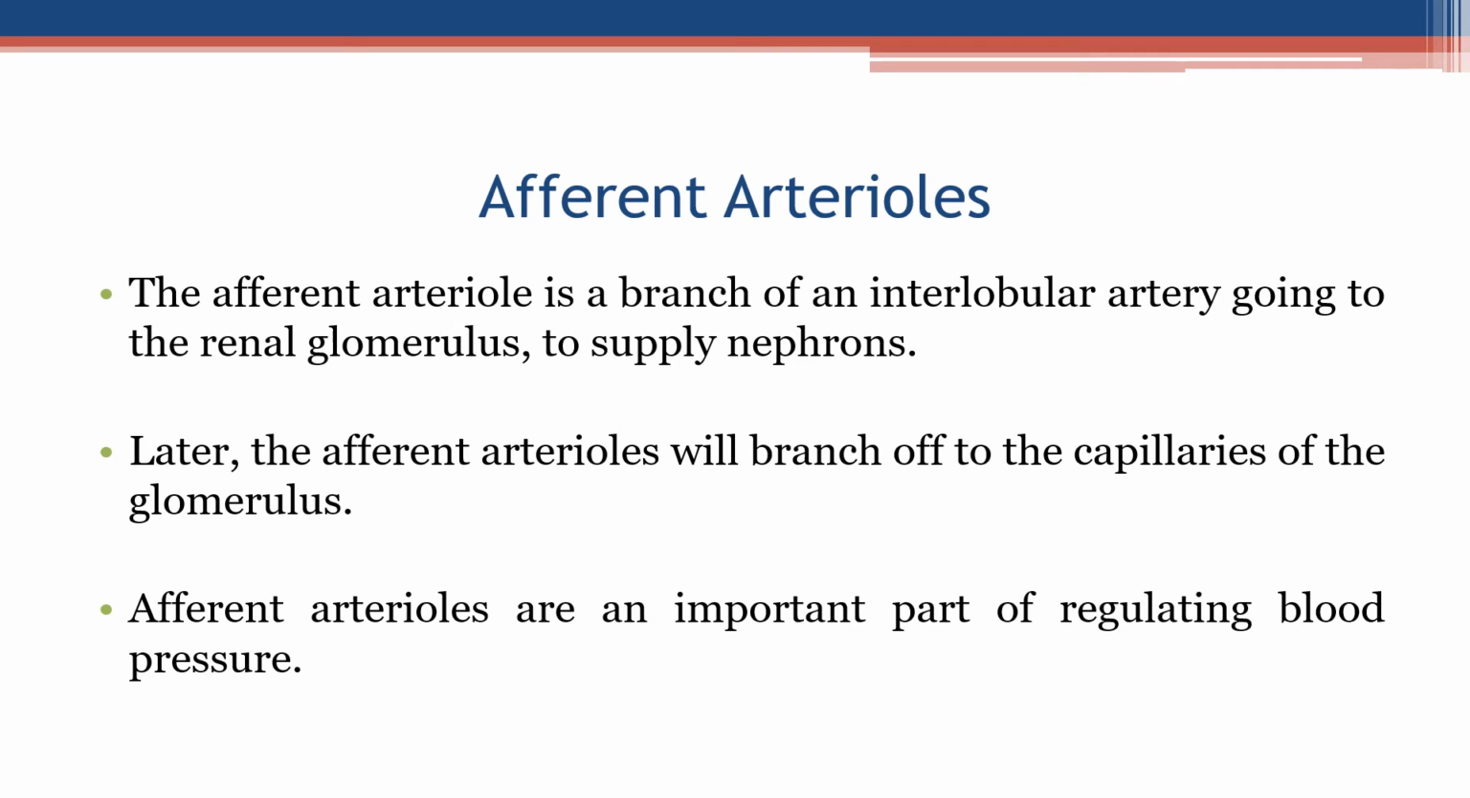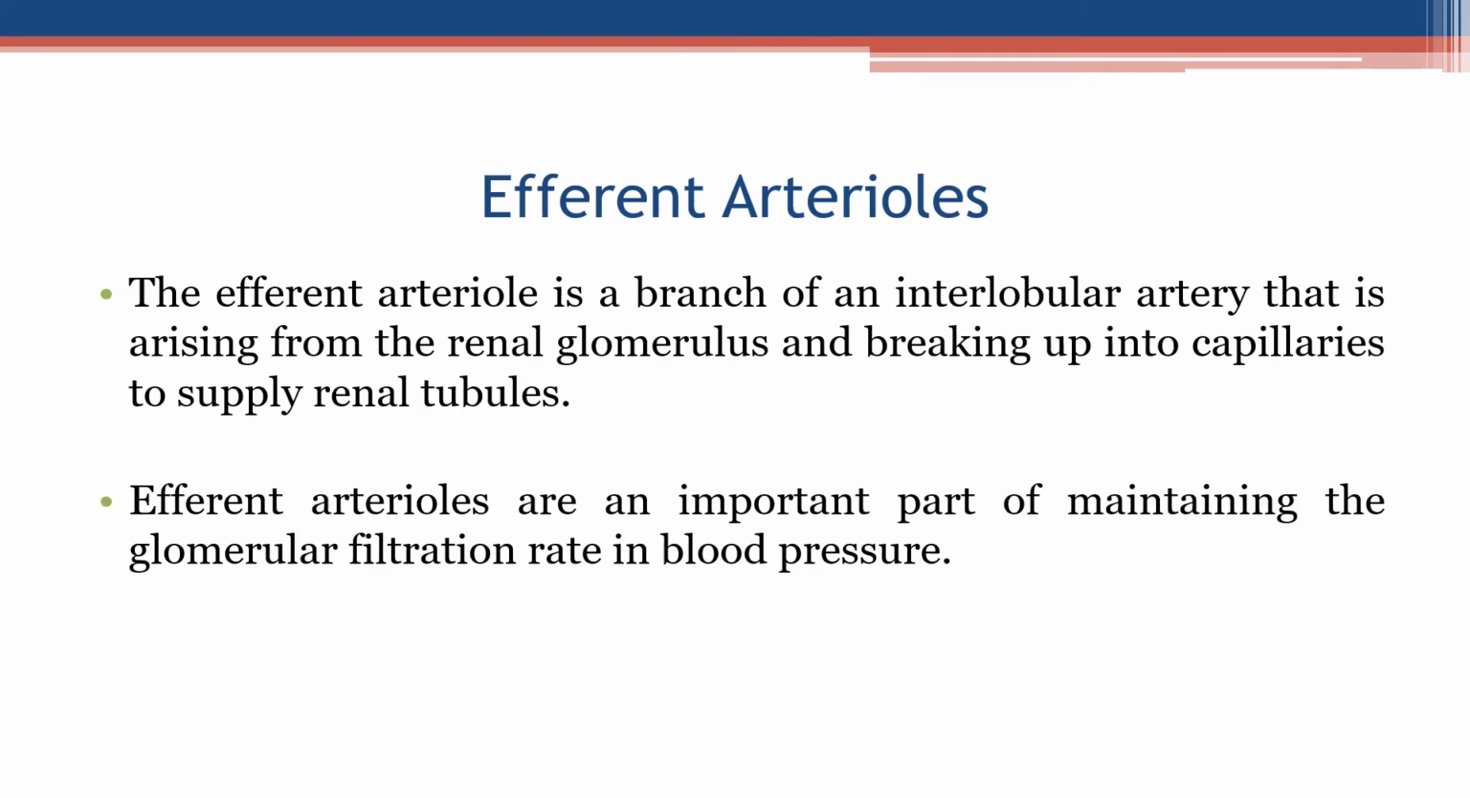Afferent arterioles. The afferent arteriole is a branch of an interlobular artery going to the renal glomerulus, to supply nephrons. Later, the afferent arterioles will branch off to the capillaries of the glomerulus. Afferent arterioles are an important part of regulating blood pressure. Efferent arterioles. The efferent arteriole is a branch of an interlobular artery that is arising from the renal glomerulus and breaking up into capillaries to supply renal tubules. Efferent arterioles are an important part of maintaining the glomerular filtration rate and blood pressure.